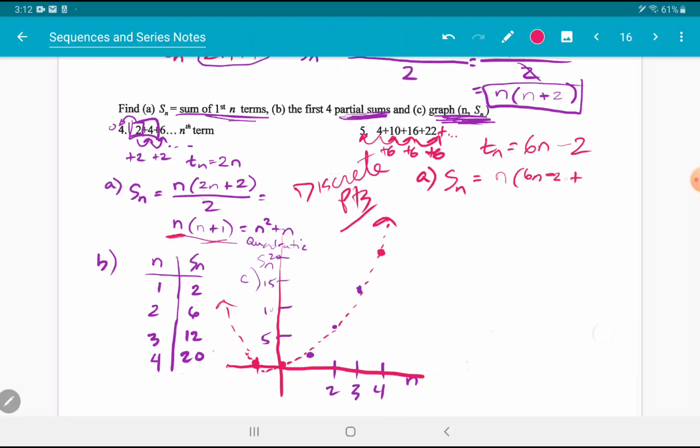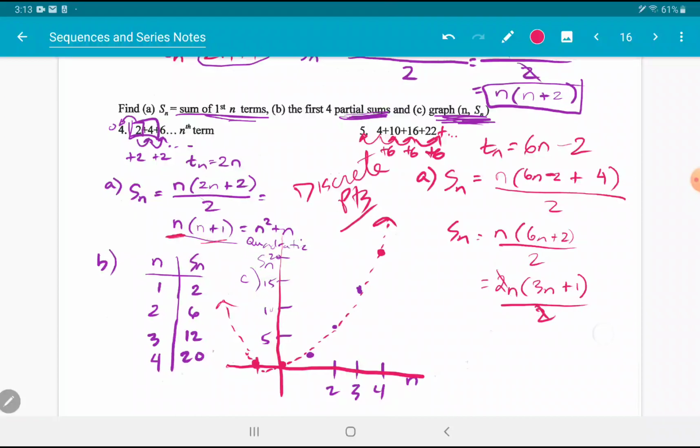What's our first term? That would be 4, and all divided by 2. Okay, so S sub n is equal to n times 6n plus 2, all divided by 2. Or if we simplify a little bit more, let's factor out the 2, and we'll get 3n plus 1 all over 2. So we'll get n times 3n plus 1 basically. I'm just going to erase everything there. Okay, n times 3n plus 1.